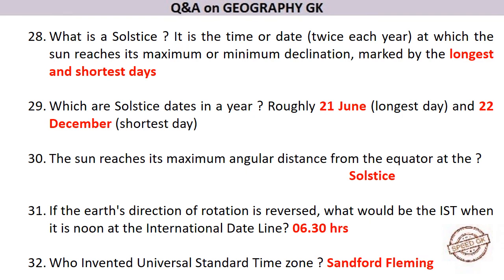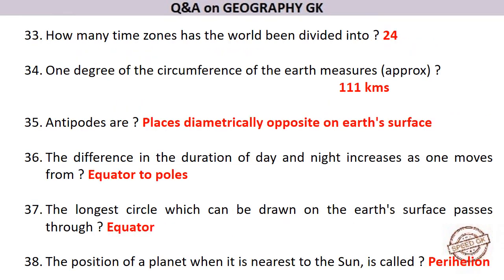If the Earth's direction of rotation is reversed, what would be the IST when it is noon at the international dateline? 6:30 a.m. Who invented Universal Standard Time Zone? Sanford Fleming. How many time zones has the world been divided into? 24. 1 degree of the circumference of the Earth measures approx. 111 kilometers. Antipodes are places diametrically opposite on Earth's surface.